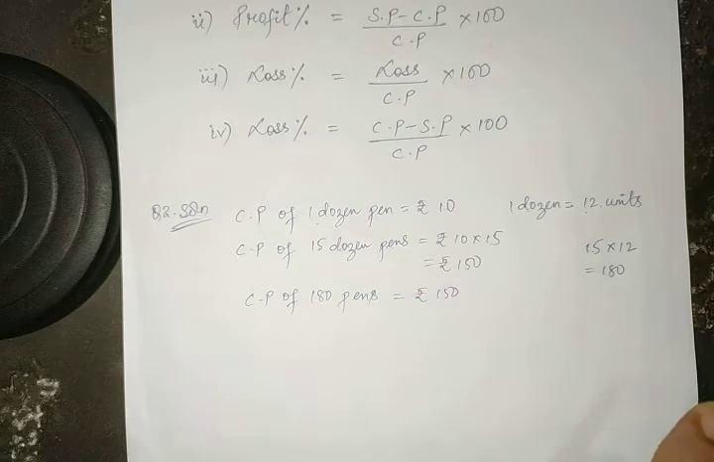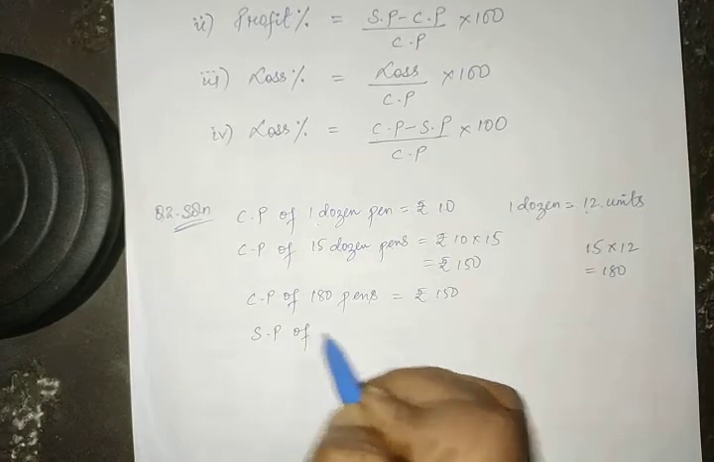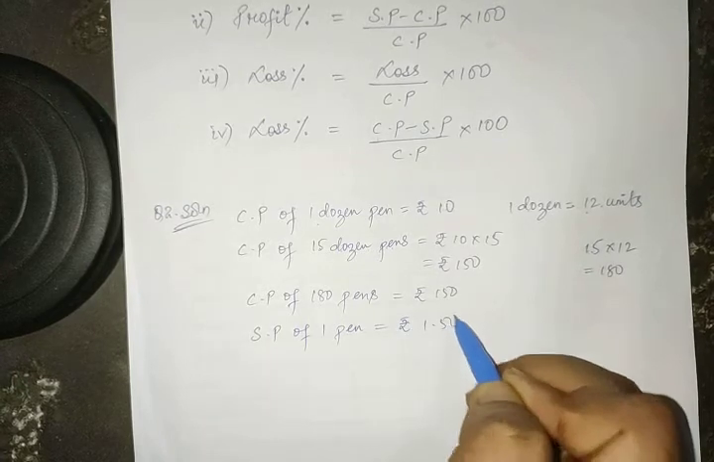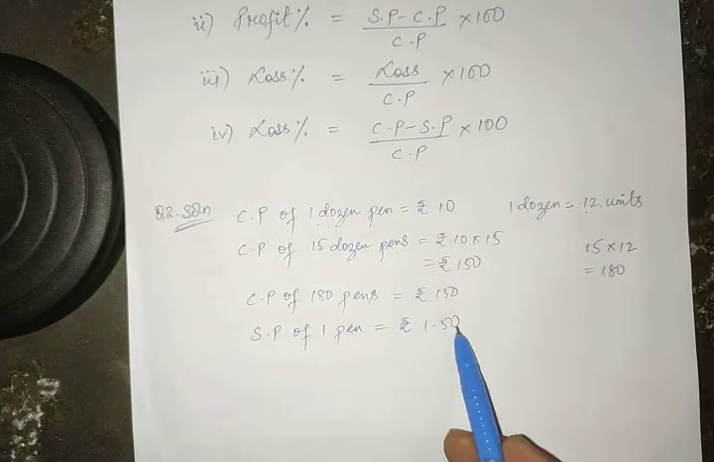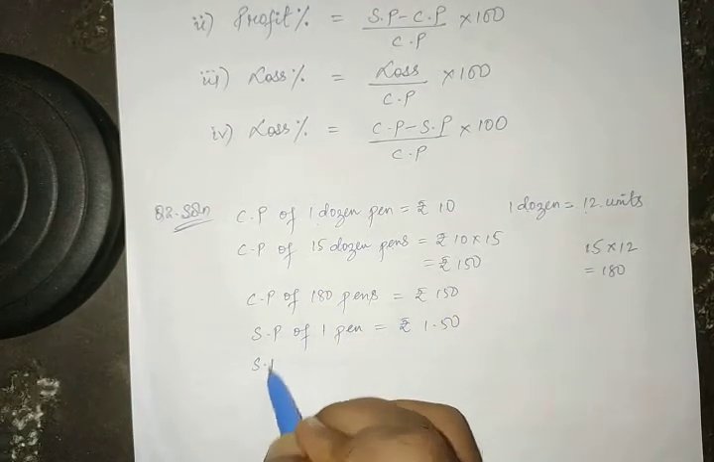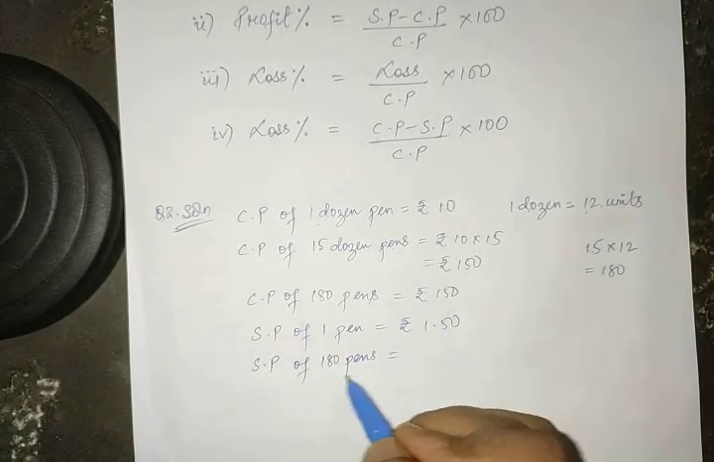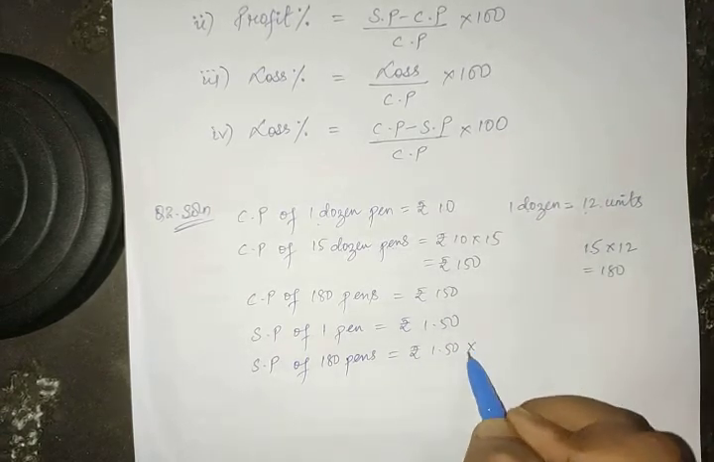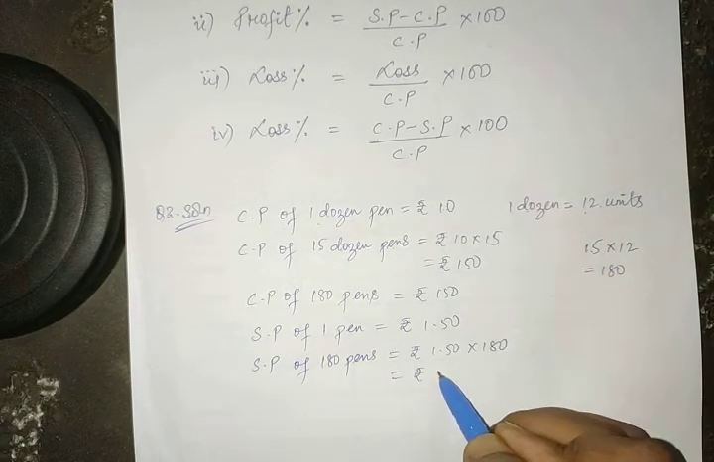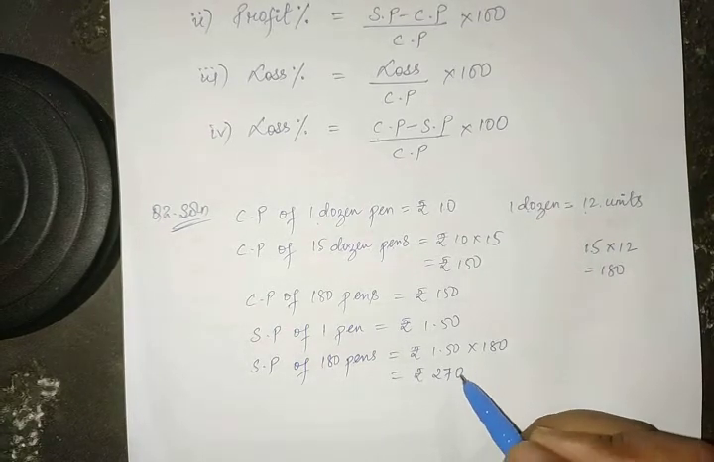Now next: he sold them at rupees 1.50 each. That means selling price of 1 pen is rupees 1.50. So what will be the selling price of 180 pens? That you have to find out. You just have to multiply rupees 1.50 into 180. If you multiply this you will get rupees 270. Do the multiplication by yourself.